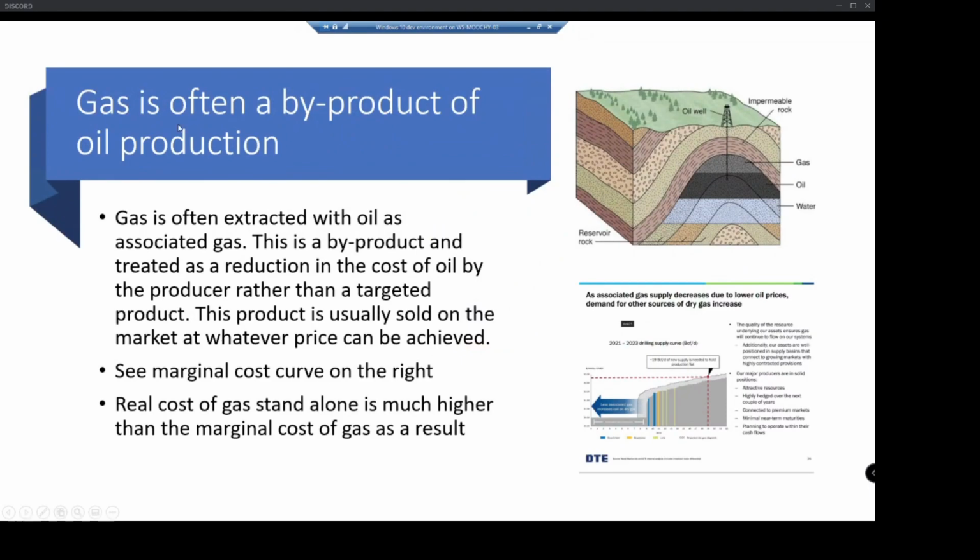The other one about oil is that gas is often a byproduct of oil production. This is a stylized diagram of a reservoir. A reservoir contains some sort of capping rock. Sometimes it's salt, but it's usually a clay.